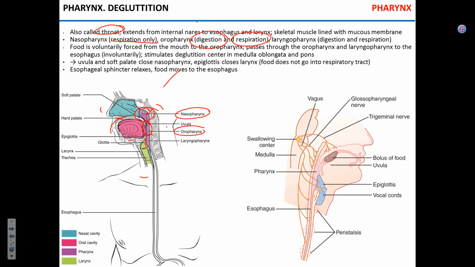And the last part here is the laryngopharynx. The laryngopharynx is bound by the larynx, its distal part, and participates in respiration and digestion as well. Now, why do I focus so much on the differences in terms of the activities between these three parts? Well, if you think about it, the laryngopharynx and oropharynx participate in one activity that the nasopharynx does not. It's digestion. It means that these two parts get in physical, mechanical contact with the food.